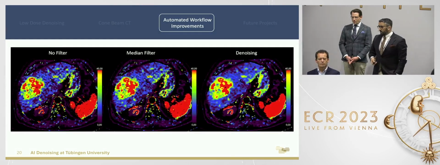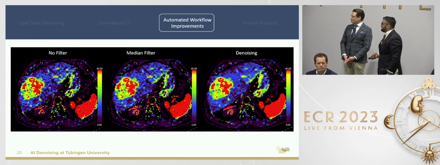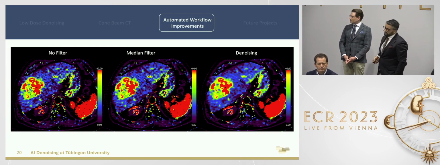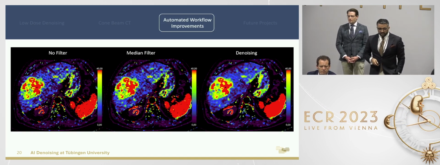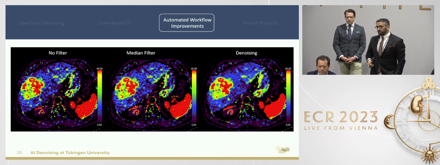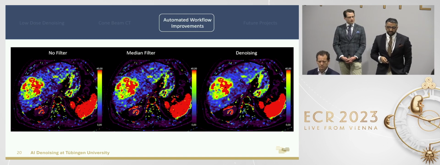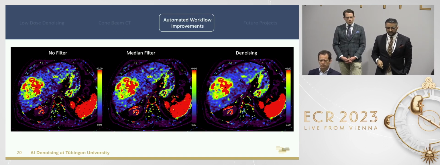The same workflow actually we did with perfusion CT from the liver, and what you can see, there are fewer artifacts on the right side, and also it is easier to use, so you don't have to correct things or the automatic detection of the portal venous or something like this. You don't have to do it anymore or less.